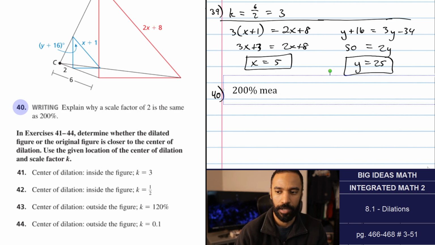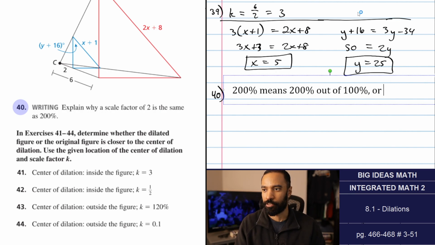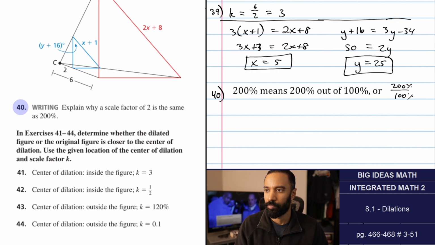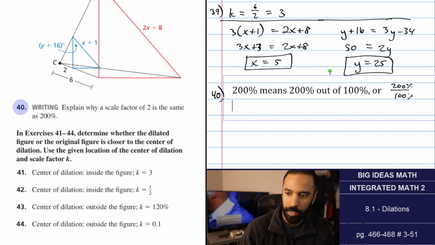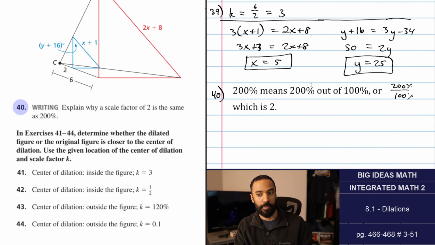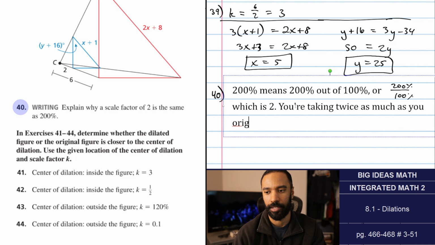200% means 200% out of 100%, or as a fraction, literally, I want to handwrite this one, 200% out of 100%. Which is 2. I mean, that's pretty much it. 200% is twice as much as 100%. You're taking twice as much as what you originally had. I'll just write that. You're taking twice as much as you originally had.